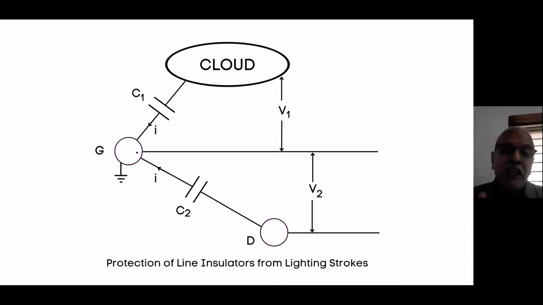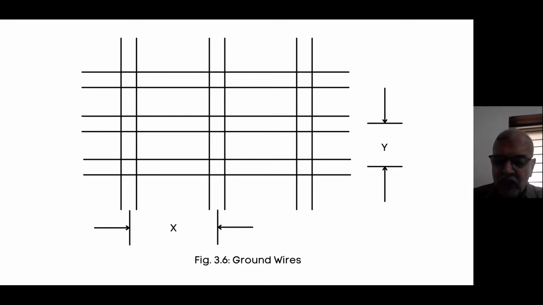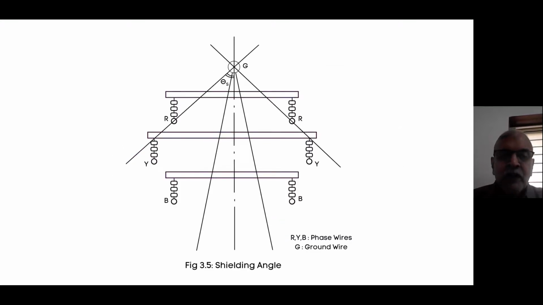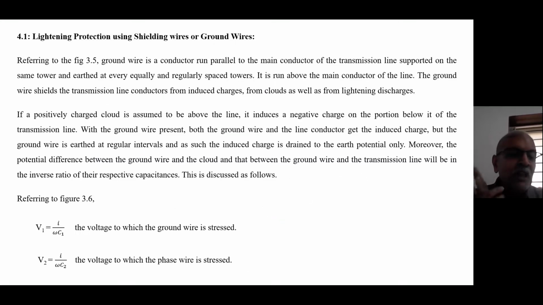So now if you write an equation, the equation will be like this. V1 is equal to I1 by omega C1. V2 is equal to I2 by omega C2. So I is equal to V1 omega C1. Sorry, I is equal to V1 omega C1. Same I is equal to V2 omega C2. So V1 omega C1 is equal to V2 omega C2. Omega is constant, so V1 C1 is equal to V2 C2.